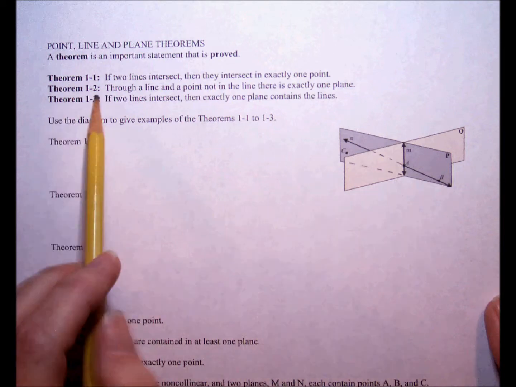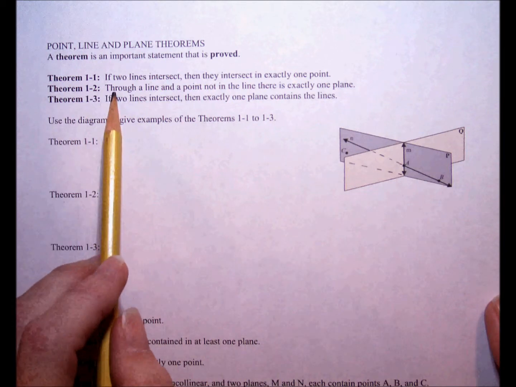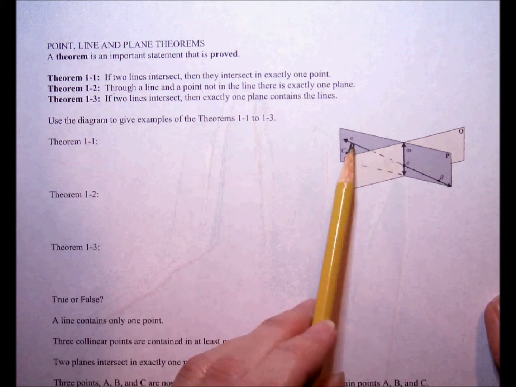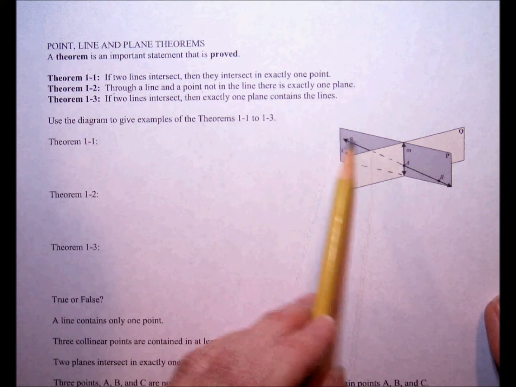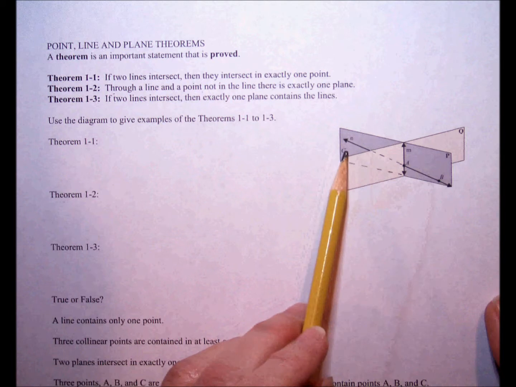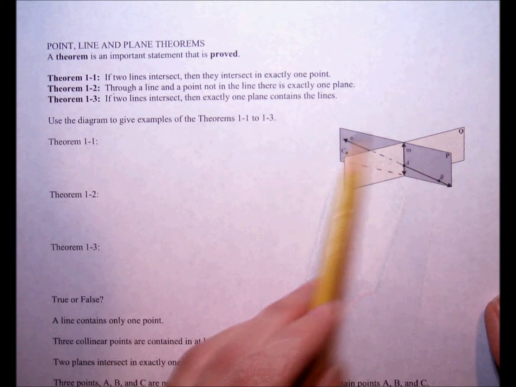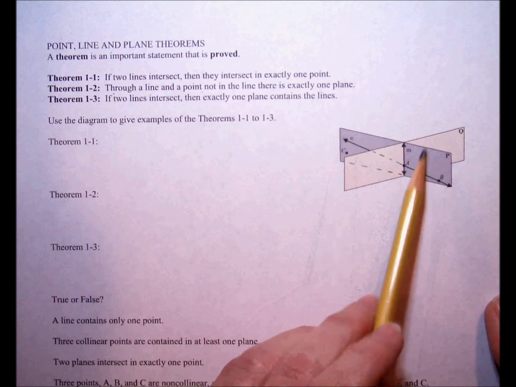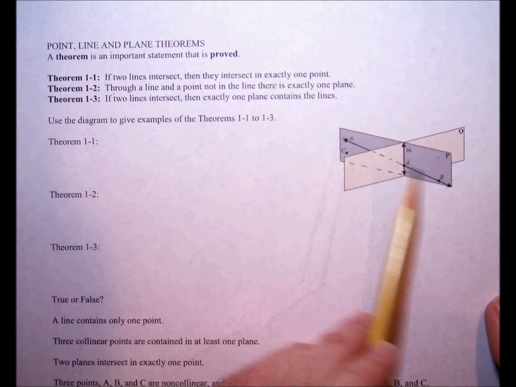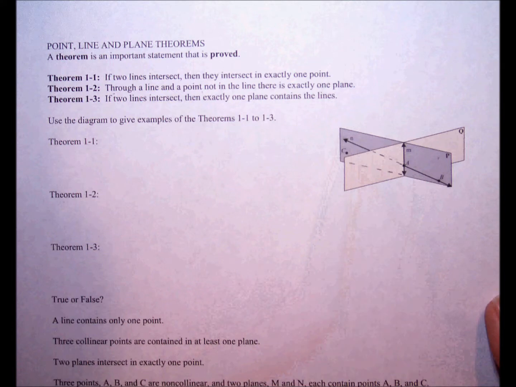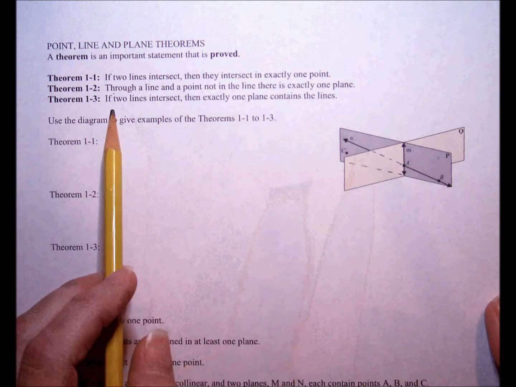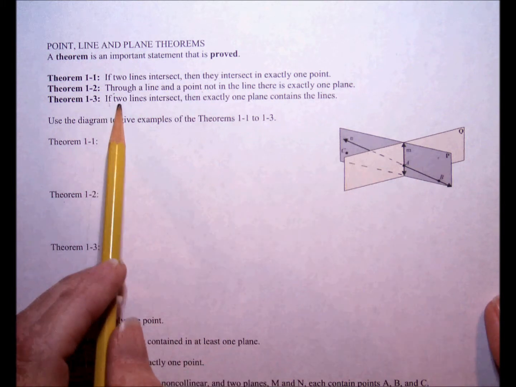So there's our example. Okay, theorem 1.2 says that through a line and a point not in the line, okay, so here's a line and here's a point not in the line, there is exactly one plane. Well, that's the case here. There is exactly one plane that goes through this line and this point. One and only one. Remember that one and only one and exactly are the same thing.